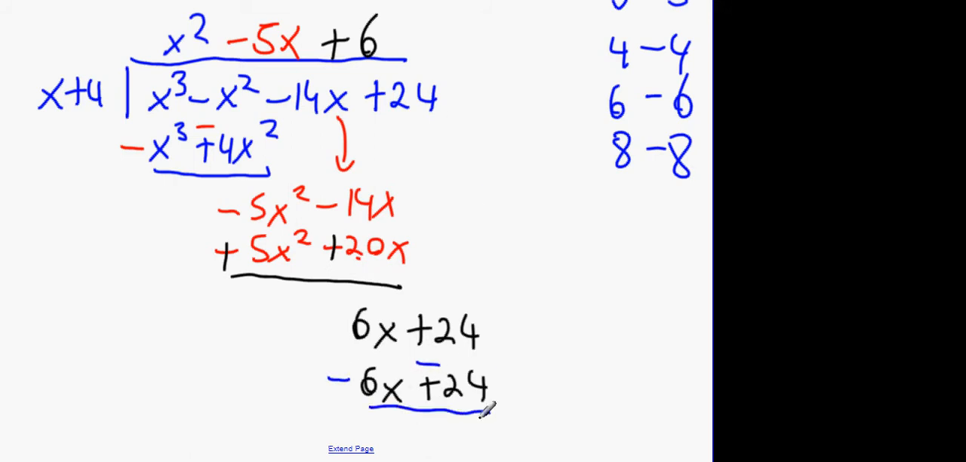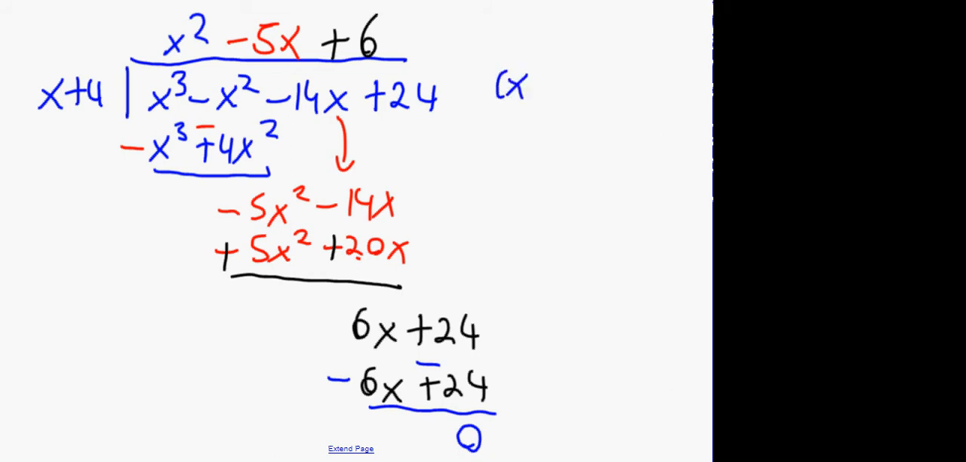Now, what happens now is our big polynomial here is going to be rewritten like this. It's going to be rewritten as x plus 4, I'll do it in green, x plus 4 and x squared minus 5x plus 6.